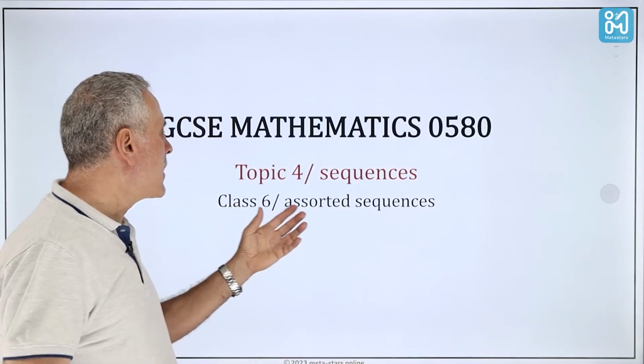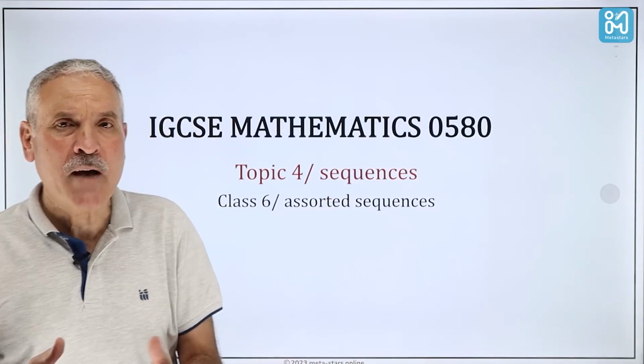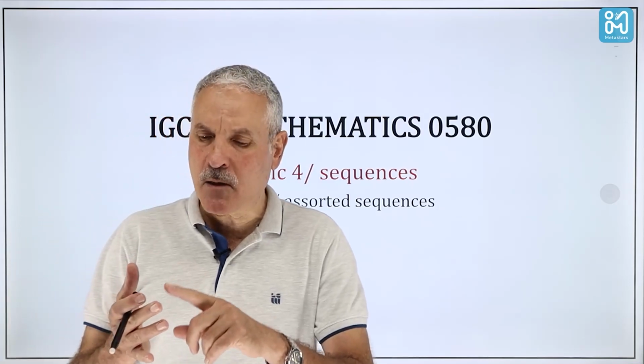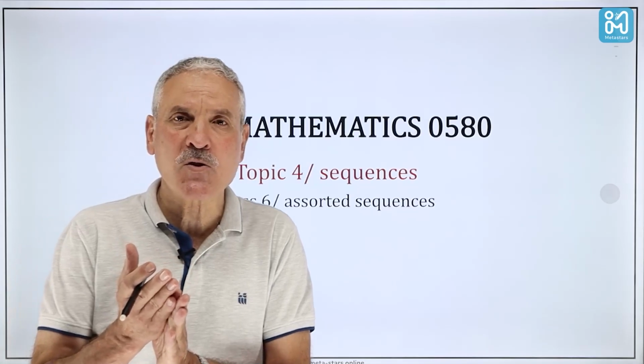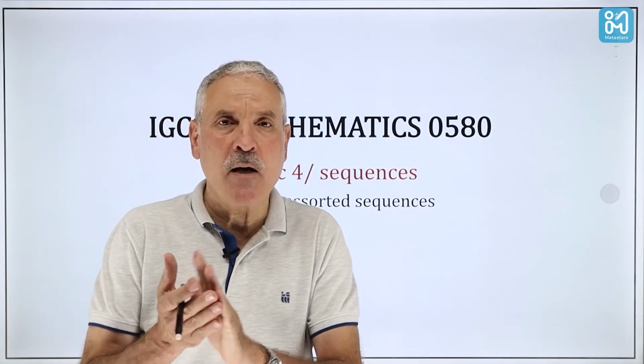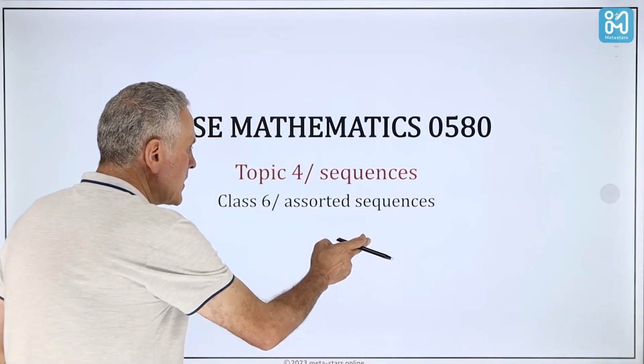Now we are talking about assorted sequences. What I mean by this here, we have talked about arithmetic, geometric, quadratic, and cubic. And sometimes we may have sequences which are neither one of these. I just called them assorted sequences. Let's see some of these sequences.